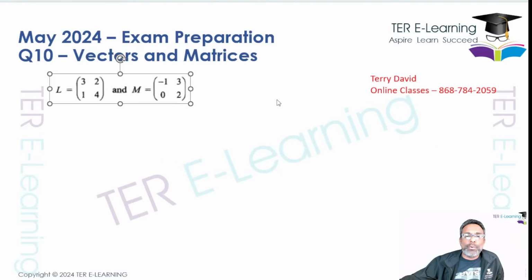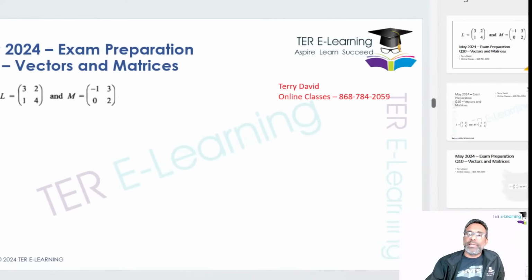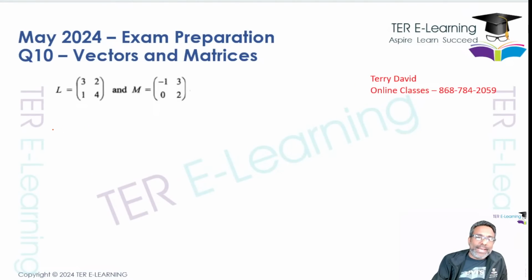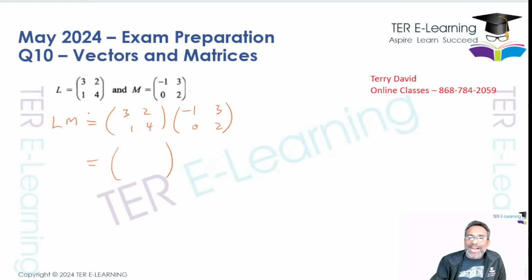Right, so those of you who are wondering how we're going to multiply this, this is what's happening. You want to work out L by M. That is basically taking this matrix 3, 2, 1, 4, and multiplying that by minus 1, 3, 0, 2. Now guys, pay attention to what I'm going to do here. When you multiply a 2 by 2 matrix, your answer is going to be a 2 by 2 matrix.